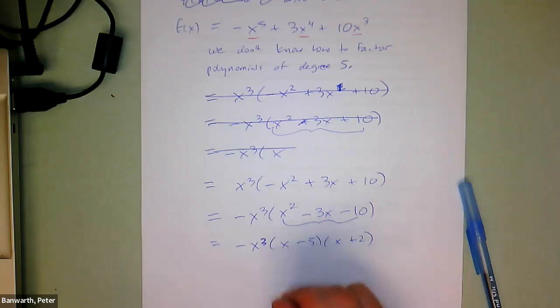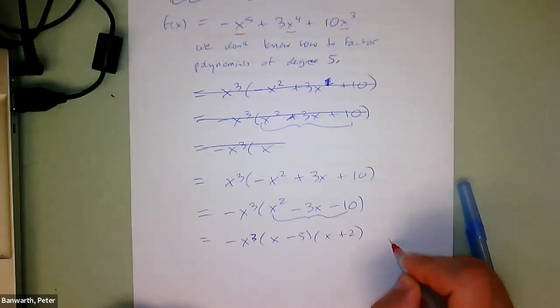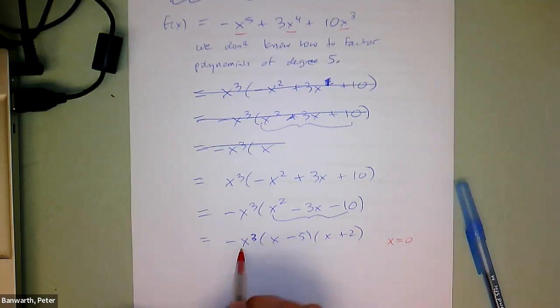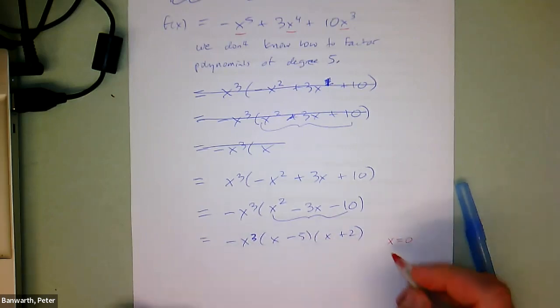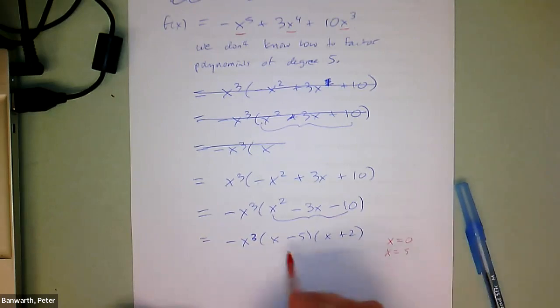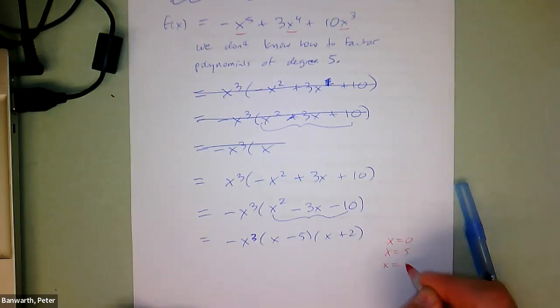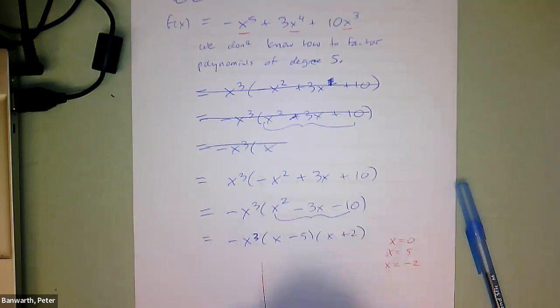And so now we can make a graph. We'll start by finding the zeros. Well, x equals 0 would make the whole function 0. x equals 5 would make the function 0, and x equals -2 would make the function 0. There's my point 0, there's my point -2, and there's my point 5.